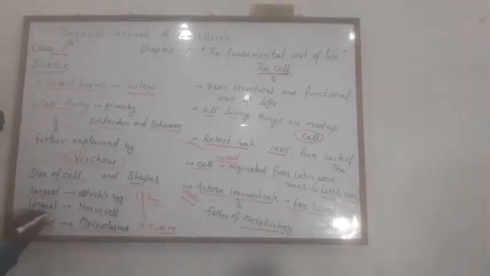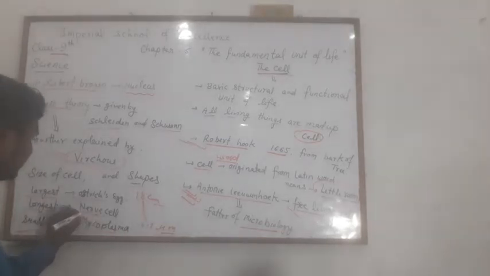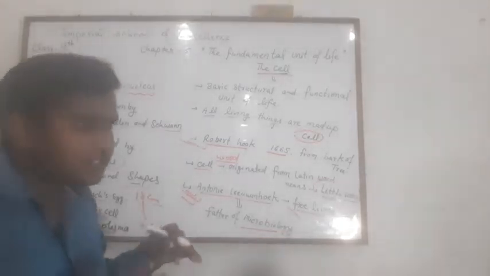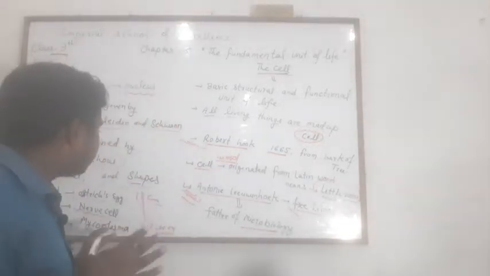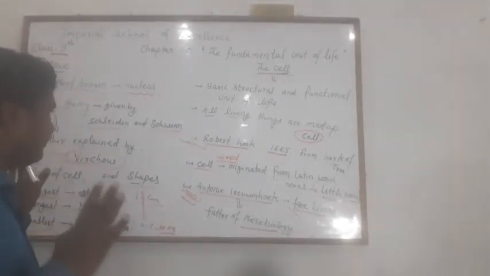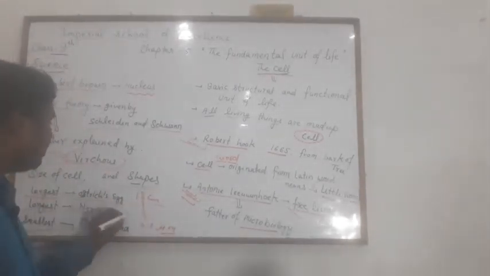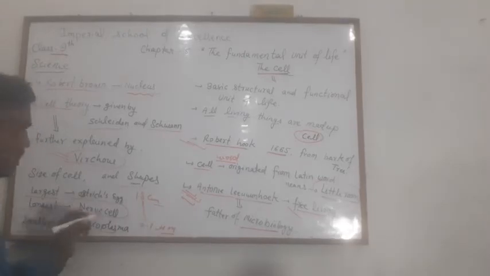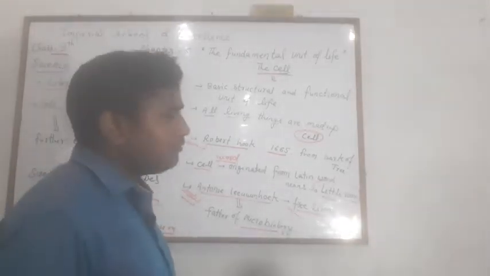And the longest cell is the nervous cell, which is also called a neuron. So this neuron is the longest cell in our body. Basically this nervous cell is found in the animal's body.